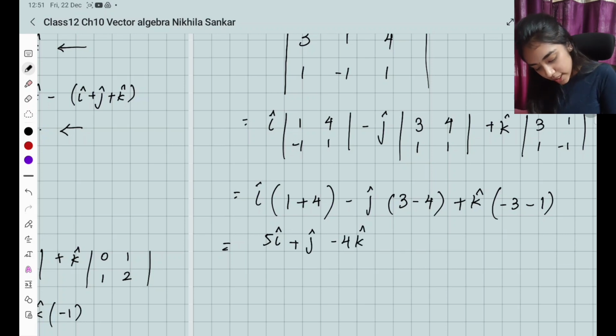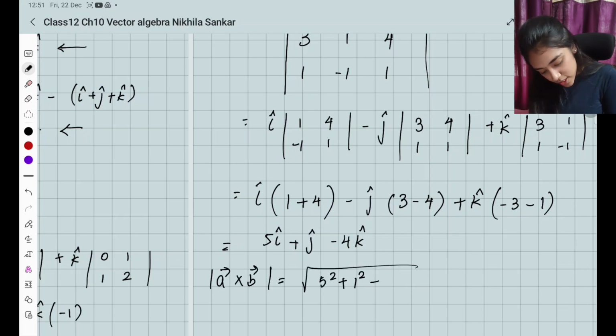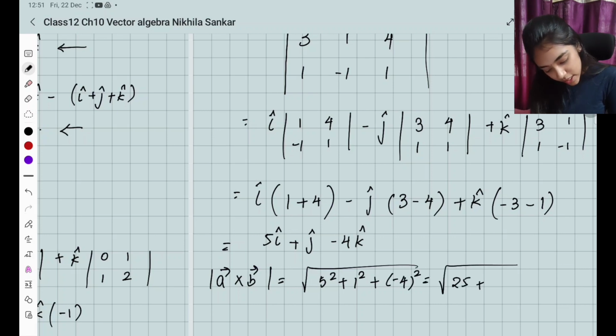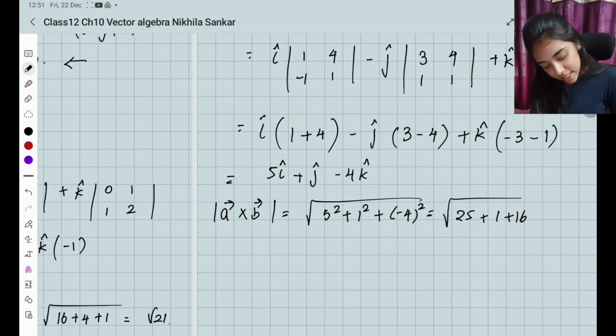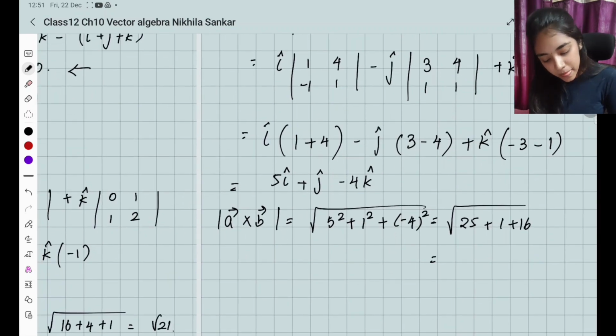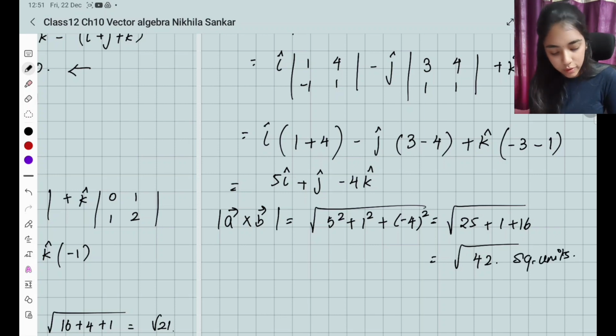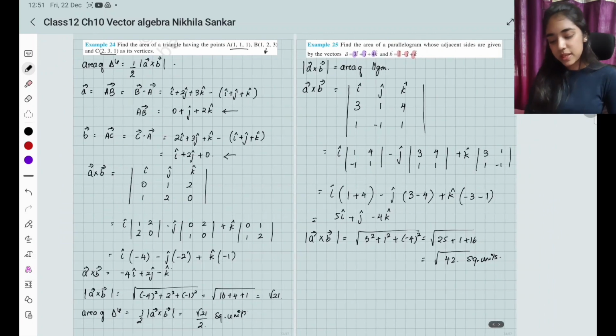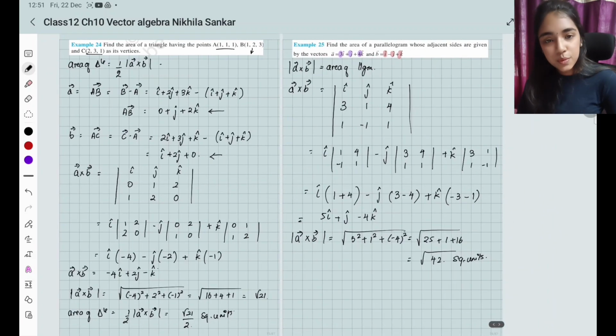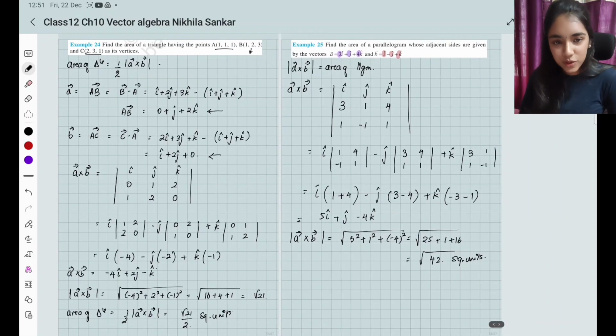So this is going to be 5i cap, minus 1 times minus j becomes plus j cap, minus 4k cap. Now I have to take the magnitude of this, which is going to be 5 squared plus 1 squared plus minus 4 the whole squared, which is 25 plus 1 plus 16. So 25 plus 17 gives me square root of 42. Okay, so this is going to be the area. Square root of 42 square units. Okay, please copy. So with this we are done with the example questions. Let's move on to the exercise questions.